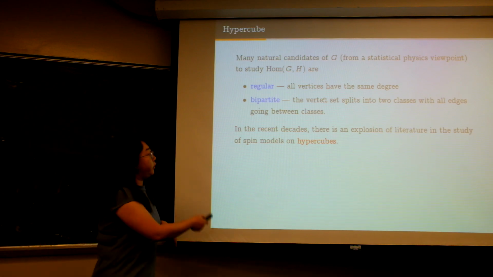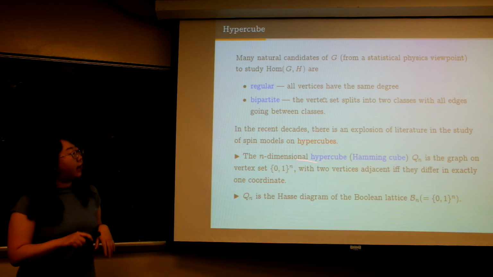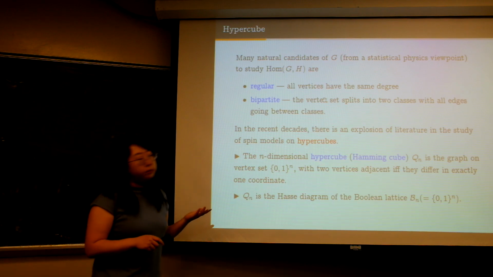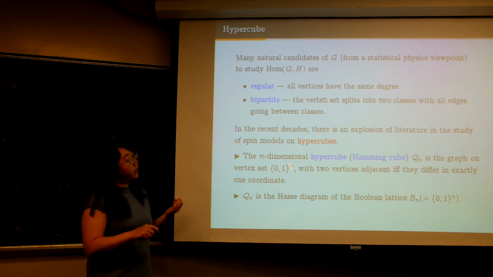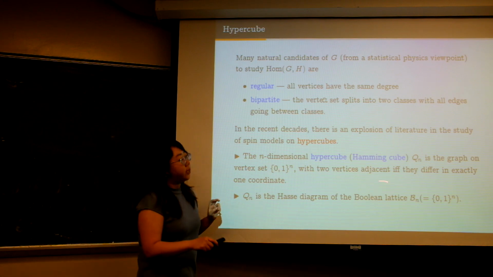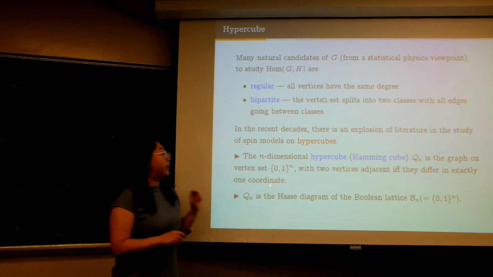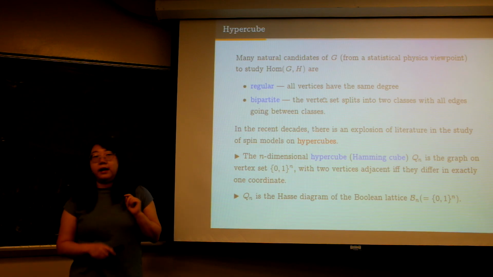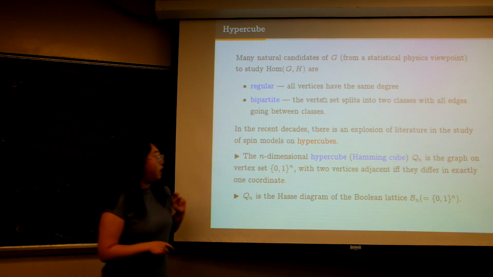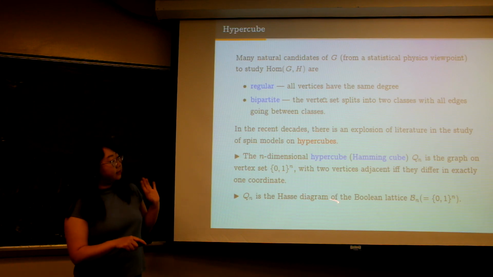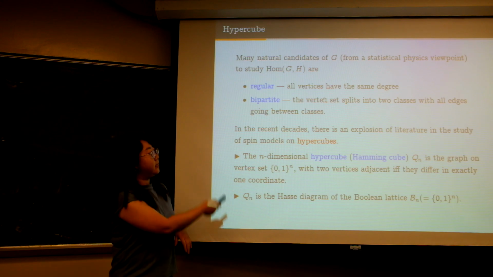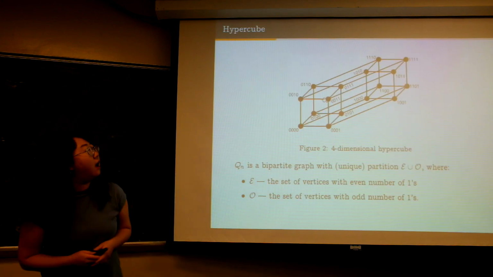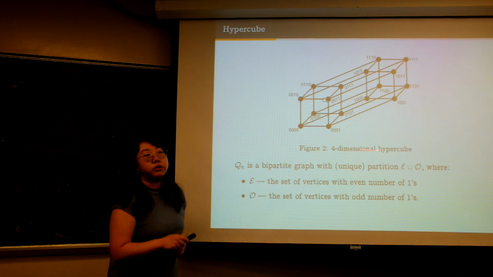And what is a hypercube? The n-dimensional hypercube, which some also call the Hamming cube, is a graph defined on the vertex set of 0-1 strings of length n, where two vertices are adjacent if and only if they differ in exactly one coordinate. If you are familiar with the Boolean lattice, the hypercube is just the Hasse diagram of the Boolean lattice. If you are not familiar with it, that's fine because I have a picture on the next page. So here, this is a 4-dimensional hypercube.